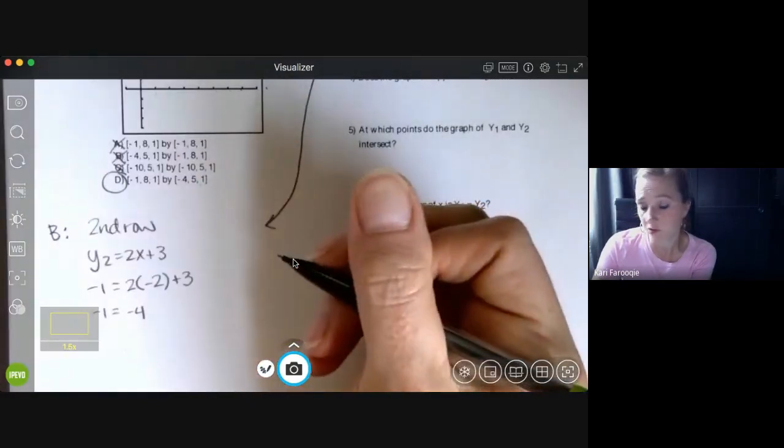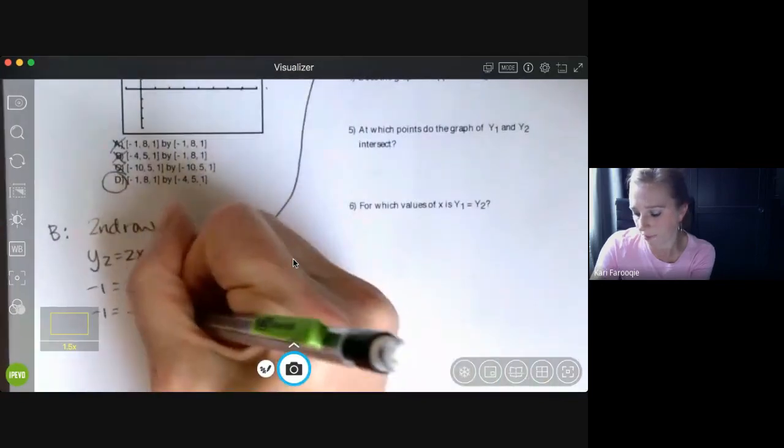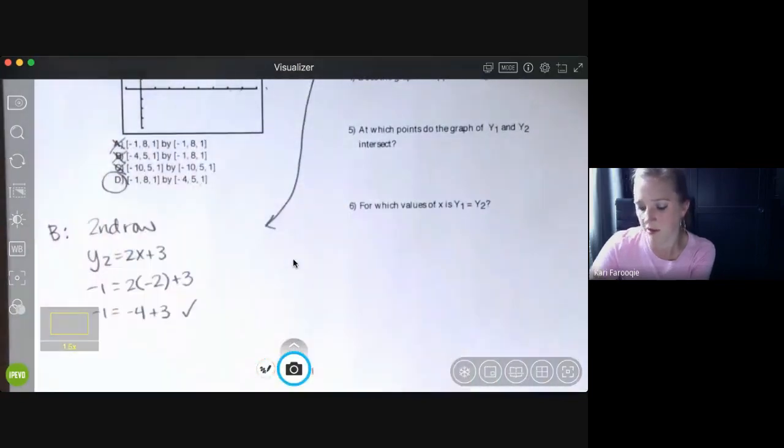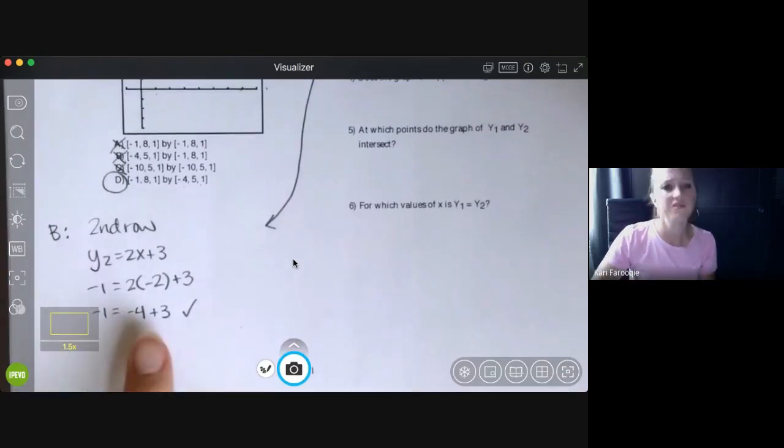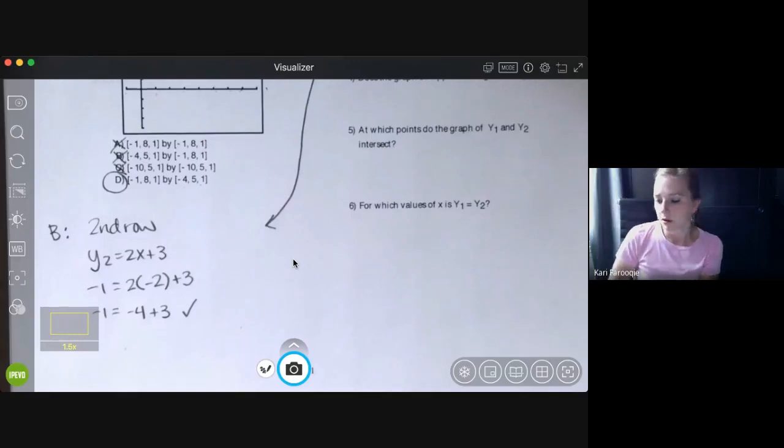2 times negative 2 is negative 4, plus 3 is indeed negative 1. You don't have to say negative 1 equals negative 1. Once it's really clear, you can stop. If you feel comfortable saying it worked for 2 values, it's probably going to work for all of them, that's fine. Put a circle around it.